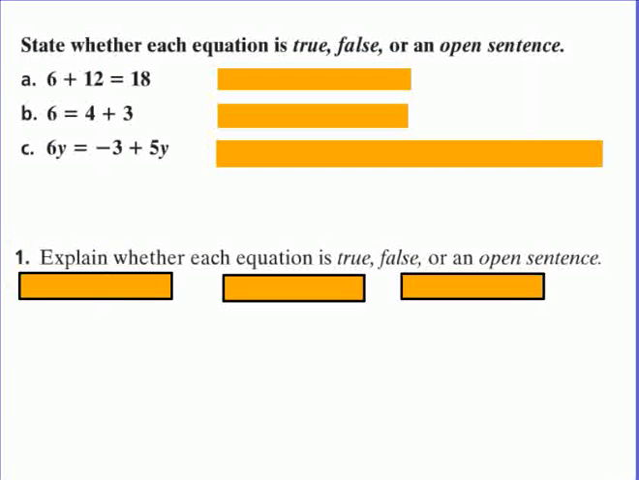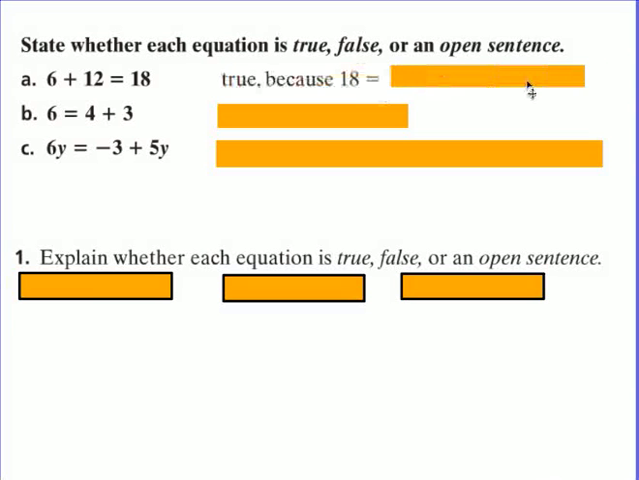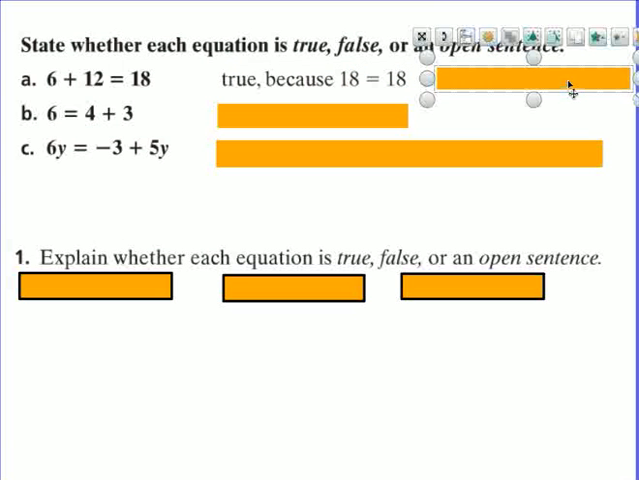Next, we're going to practice. State whether each equation is true, false, or an open sentence. A, 6 plus 12 equals 18. I know that 6 plus 12 equals 18, so I would say that that is true, because 18 equals 18.